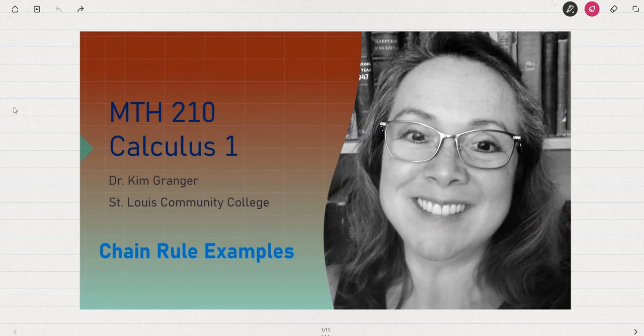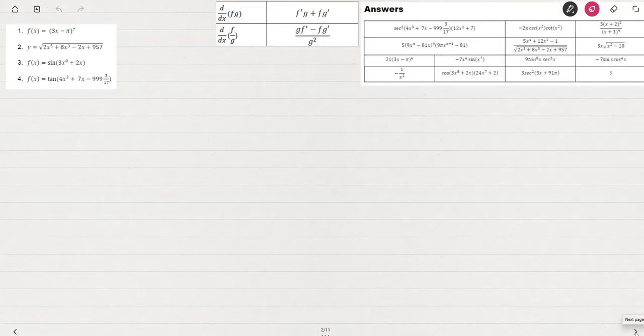In this video, I'd like to walk you through some examples of finding derivatives using the chain rule. It's going to be important as we use the chain rule that you are familiar with each of the other derivative formulas. I've copied here in the top right the product and quotient rule, and you'll also need the other derivative rules. Let's start with number 1.